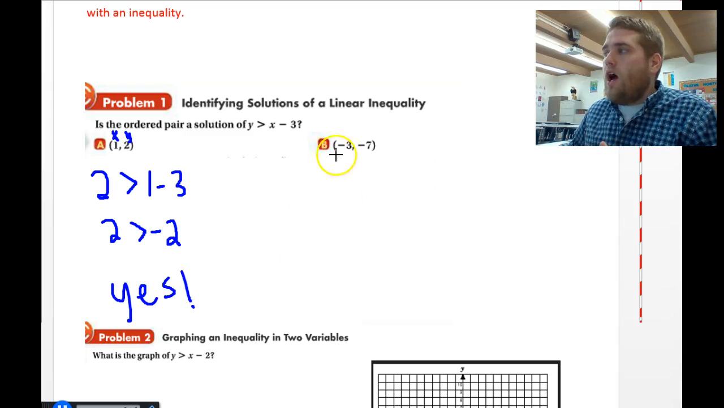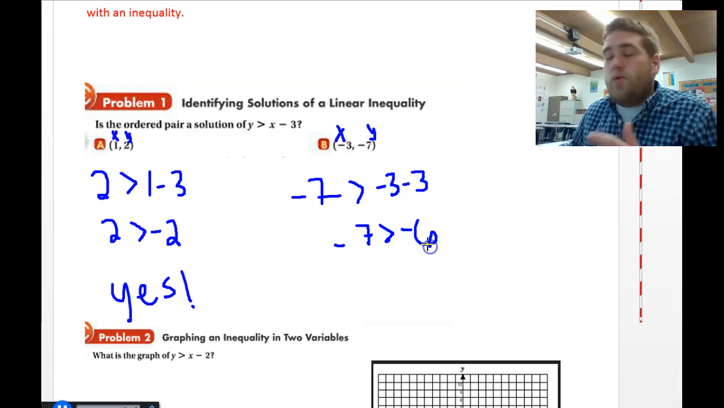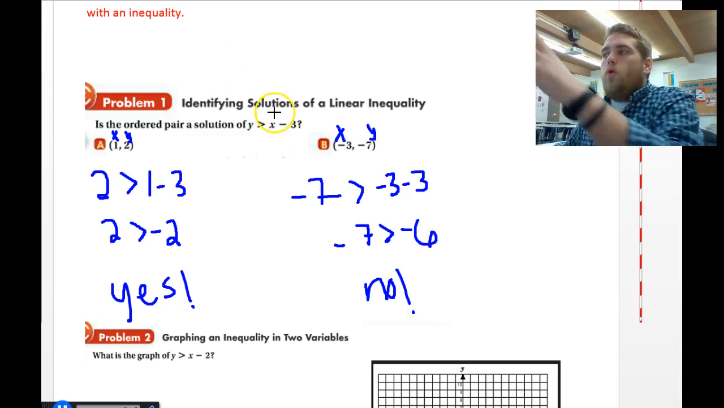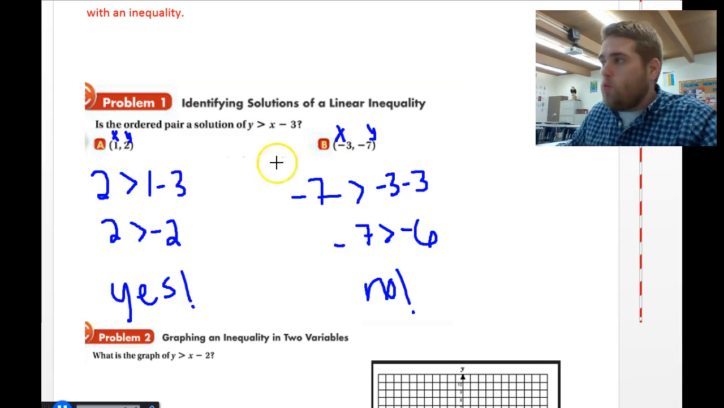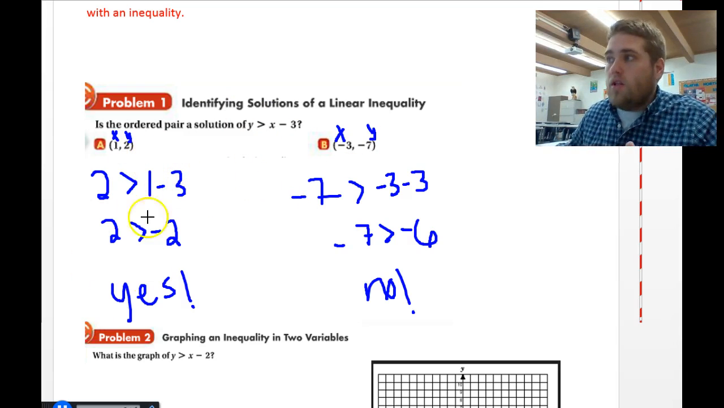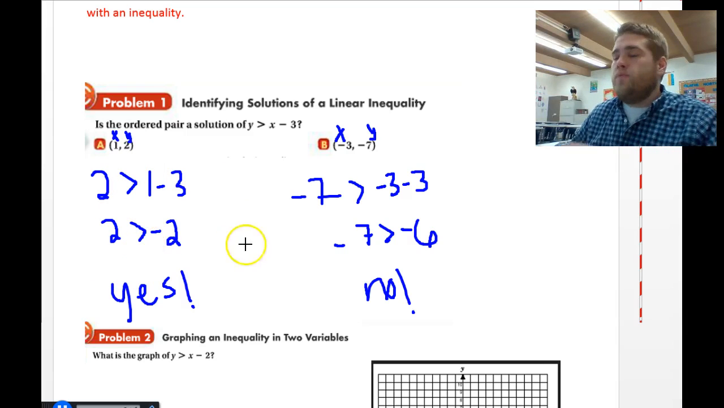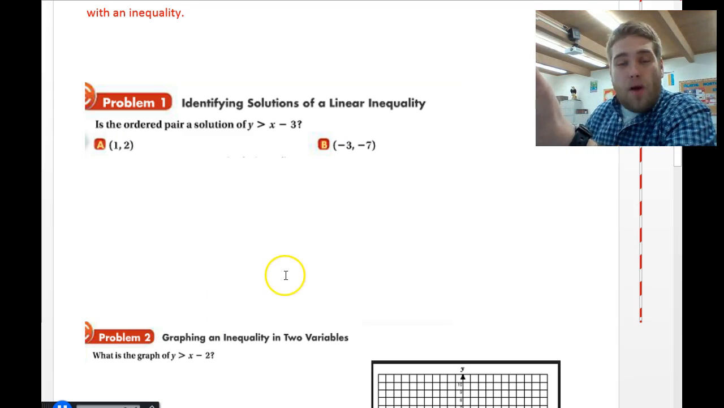On B, we have x, we have y. We plug into the same exact thing. So is negative 7 greater than negative 3 minus 3? Well, is negative 7 greater than negative 6? You have to ask yourself, is that true? No, it is not true. So when we're identifying solutions, all we are doing is plugging in. We've been doing stuff like this the whole entire year. This should be super easy for you. If it works, like on A, the answer is yes. And if it's B and it doesn't work, the answer is no. So that's problem 1. Simple enough.